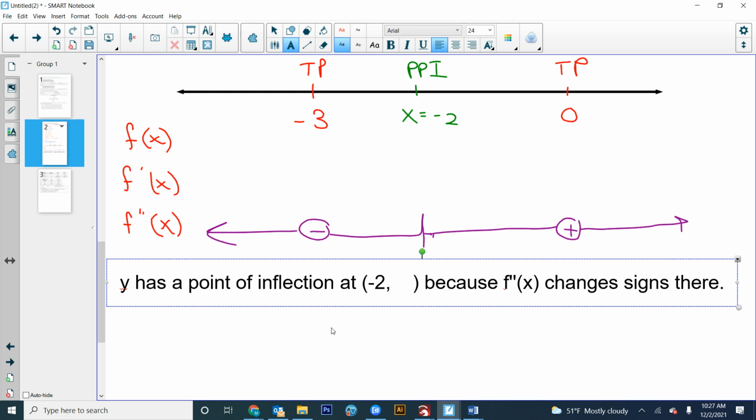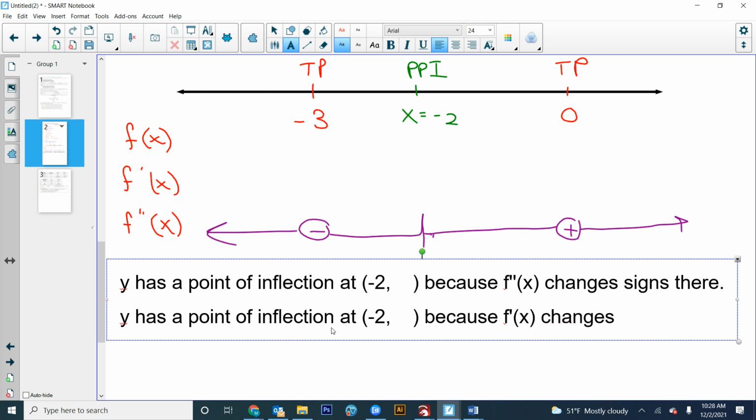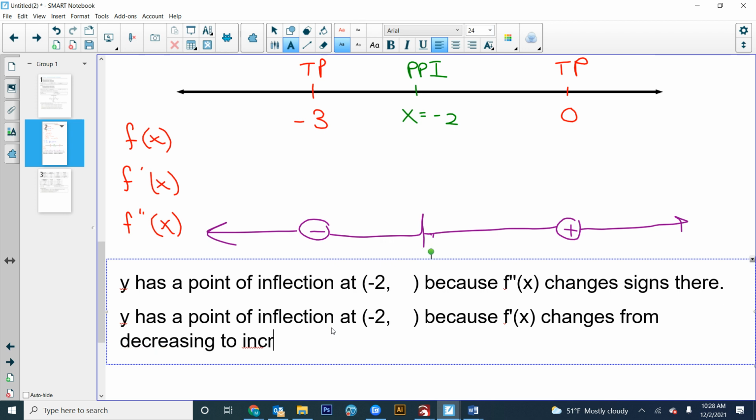I don't know that people would do this. Another correct justification, y has a point of inflection at -2, something, because f prime of x changes from, I would not recommend it, but it is correct still. Changes from decreasing to increasing.